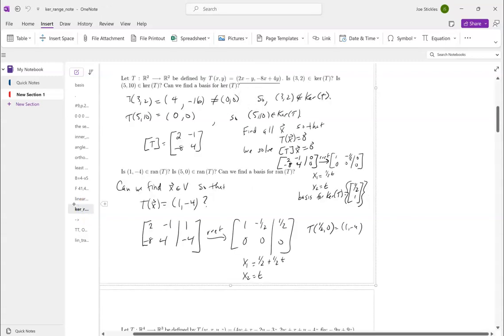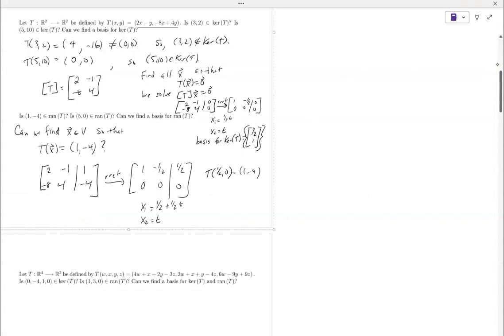Any questions at all before we get into the stuff, or continue, I should say, with the stuff we were talking about last time with kernel and range of transformations?